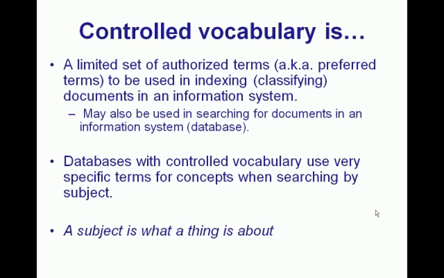Controlled vocabulary is a limited set of authorized terms, also known as preferred terms, to be used in indexing or classifying documents in an information system. They may also be used in searching for documents in an information system, also known as a database. You'll hear me say also known as a lot in LS 102, so just get used to it. You'll catch on. Databases with controlled vocabulary use very specific terms for concepts when searching by subject. What is a subject? Well, it's pretty much what you thought it is. A subject is what a thing is about.